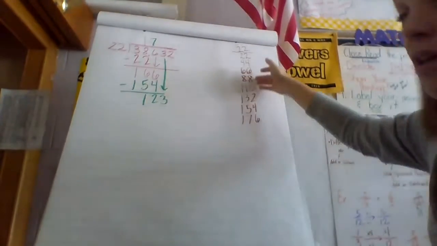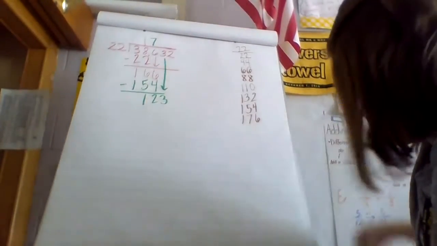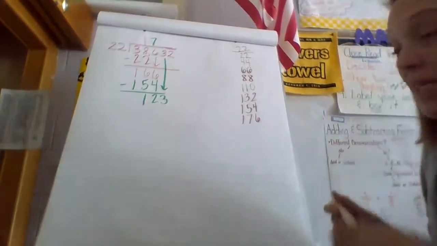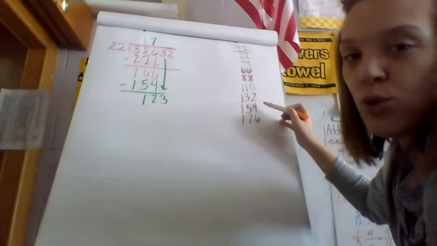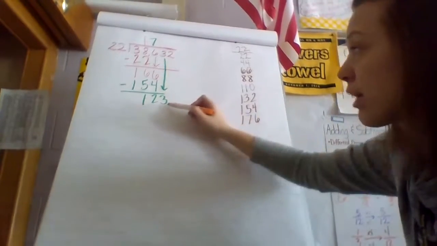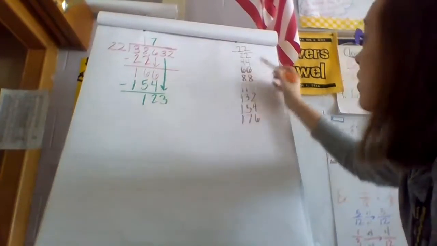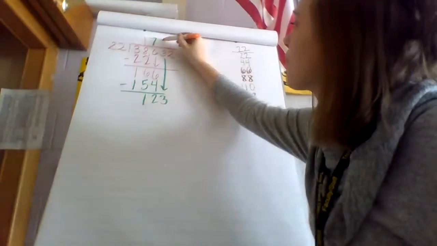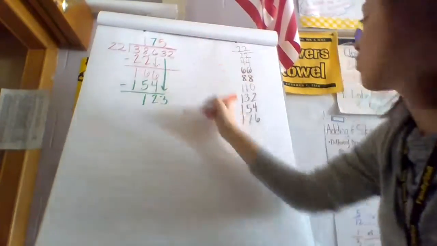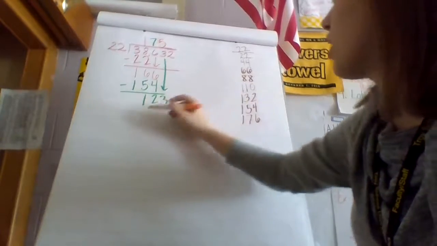123. Since I already have this skip counted list in front of me, that's so wonderful. It's going to make my life a lot easier. 22 times what gets me close to 123 without going over it? Times 1, times 2, times 3, times 4, times 5. Because 5 times 22 is 110.